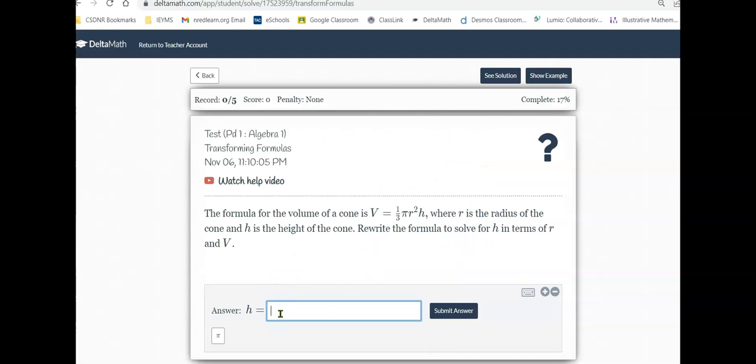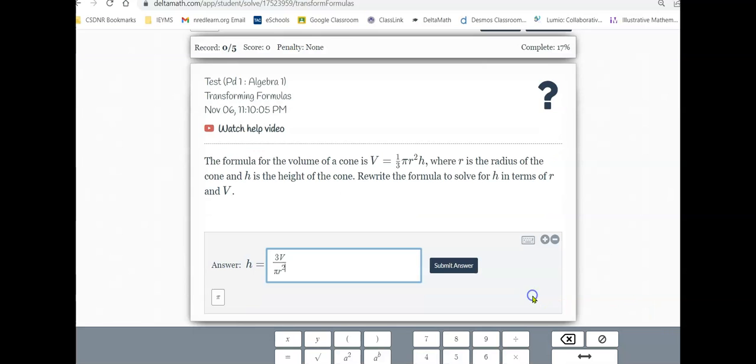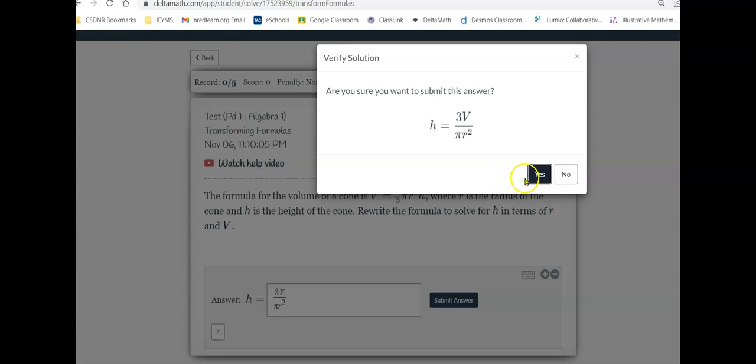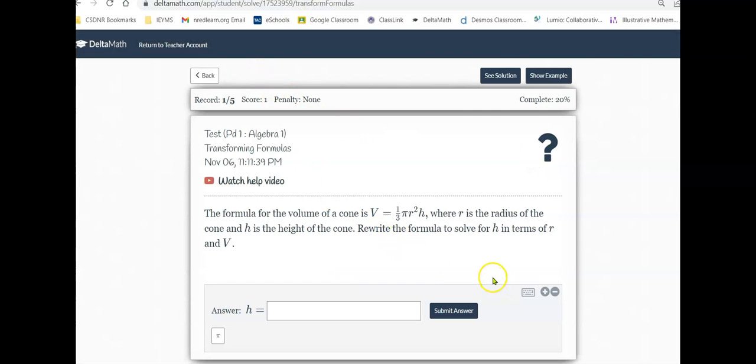So we're going to type 3v, fraction bar, and then I'm going to click this button here to get pi, and then r. I'm going to press Shift 6 to get my power. Otherwise I could use this keypad right here. 3v over pi r². Let's transform another formula.